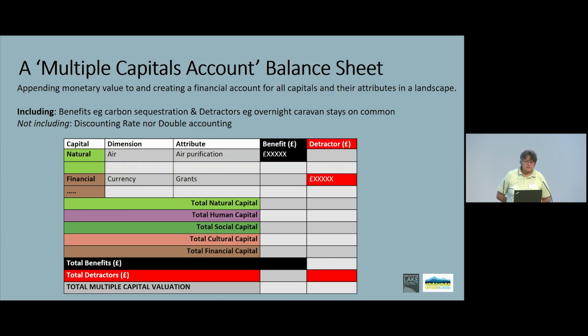So what we do is we set up a multiple capitals account balance sheet, just like you do with a natural capitals account system. And we append monetary value to and create a financial account for all the capitals and all the various bits that make up the landscape. So the sorts of things we're interested in are the benefits, that's the good things like carbon sequestration. But we're also interested in detractors as well, things that actually impact negatively on the landscape. So particularly for Little Asby Common, lots of people park their camper vans up there overnight, and that is actually illegal, but it also is a detractor in relation to the landscape itself.